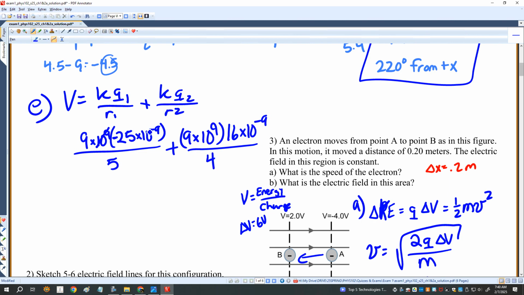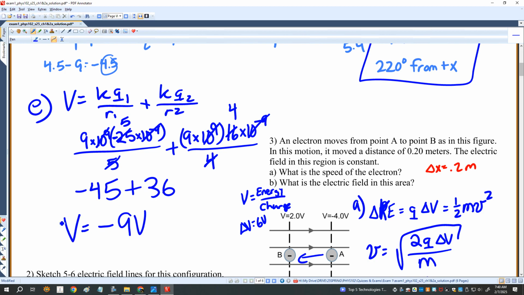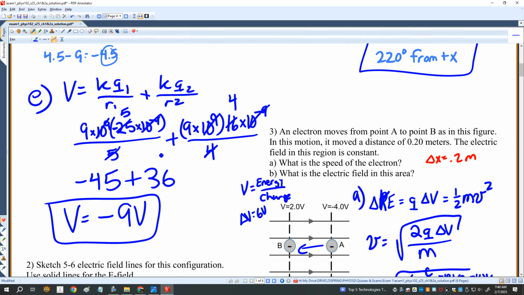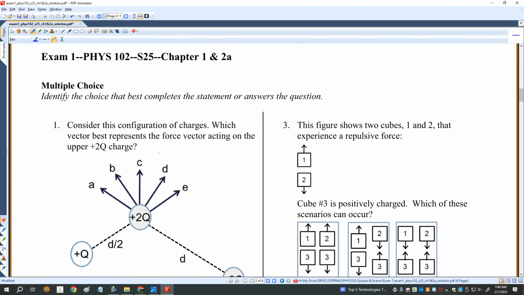I do get some cancellations. These all cancel. This 4 goes into 16 4 times, and this 5 goes into 25 5 times. So I get negative 45 plus 36. That's negative 9 volts. So my potential at point A is negative 9 volts. Okay? All right, so each of those parts will count as a separate question.